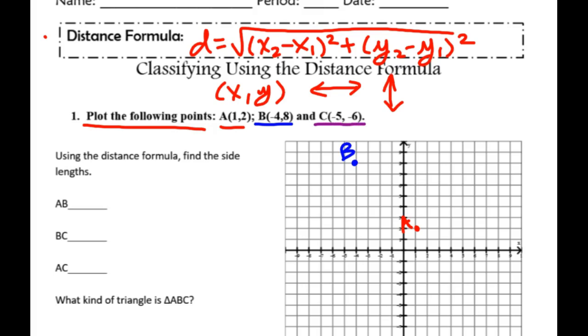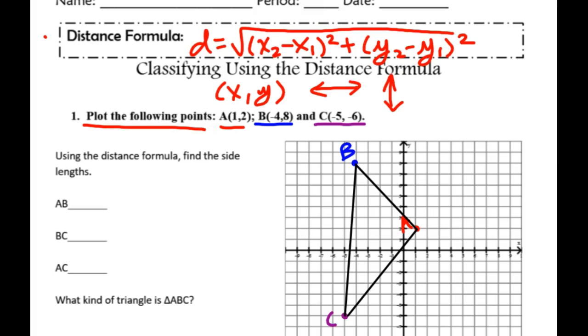And then I got C, negative 5, negative 6. So negative 5 means left 5. 1, 2, 3, 4, 5. And negative 6 means down 6. 1, 2, 3, 4, 5, 6. Way down here is my letter C. You want to make the straightest lines you can between those.